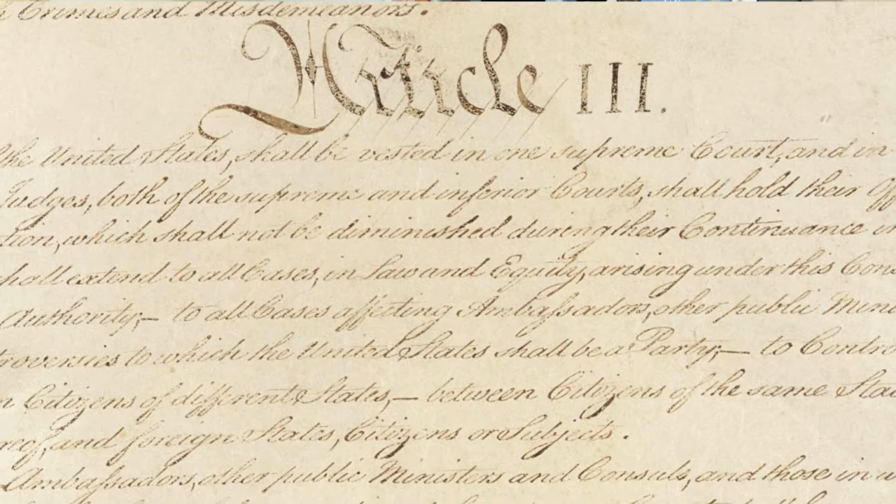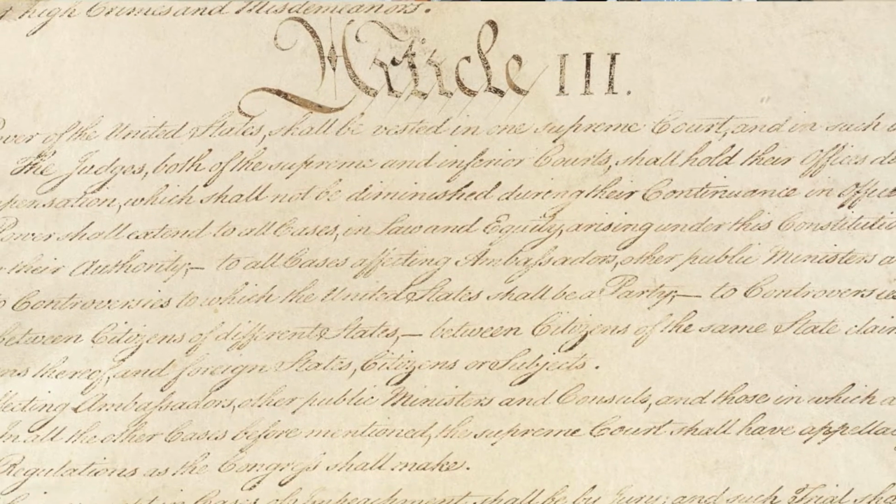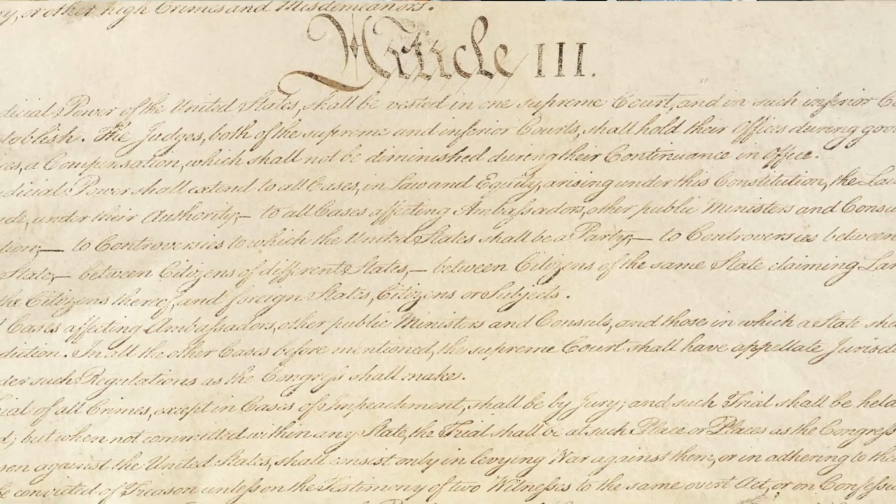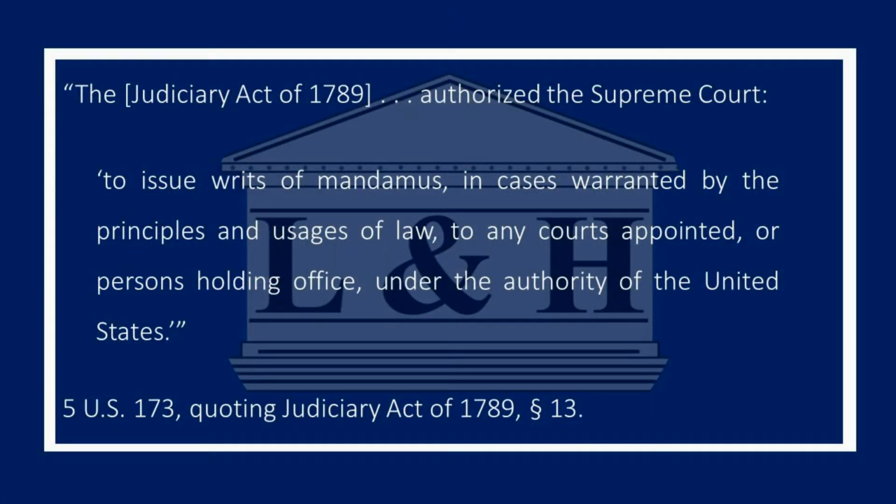Article 3, Section 1 of the Constitution established the Supreme Court and empowered the Congress to create such inferior courts as may be necessary. Congress's Judiciary Act of 1789 built upon that constitutional foundation and established the lower courts comprising America's federal judiciary. As we said, Section 13 of the Act empowered the court to issue writs of mandamus. Chief Justice Marshall quoted that section in the opinion, stating that, quote, "The Judiciary Act of 1789 authorized the Supreme Court to issue writs of mandamus in cases warranted by the principles and usages of law to any courts appointed or persons holding office under the authority of the United States."